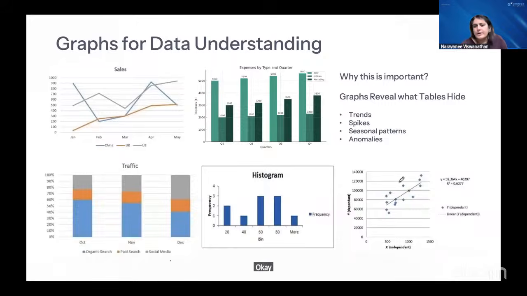Okay. What is this graph, guys? This last graph, what is this? Is this a scatter plot or is it a regression? This is a plot for a linear regression.